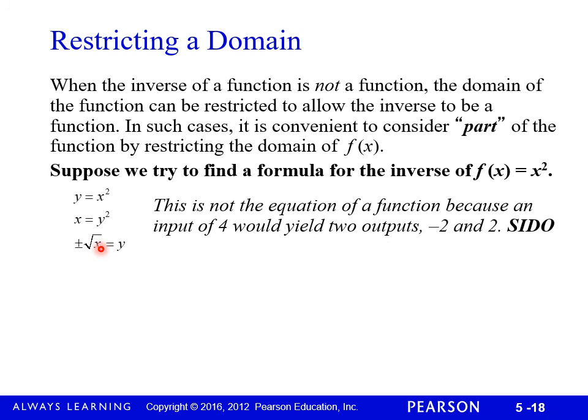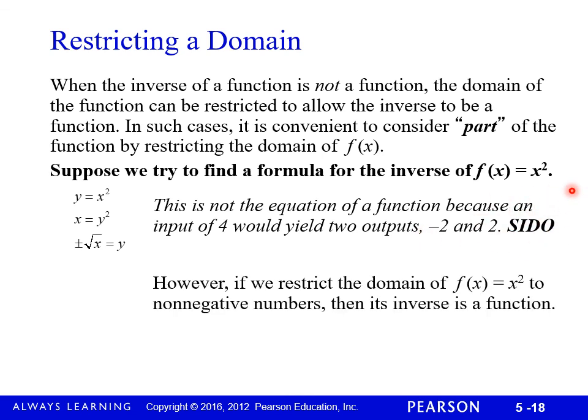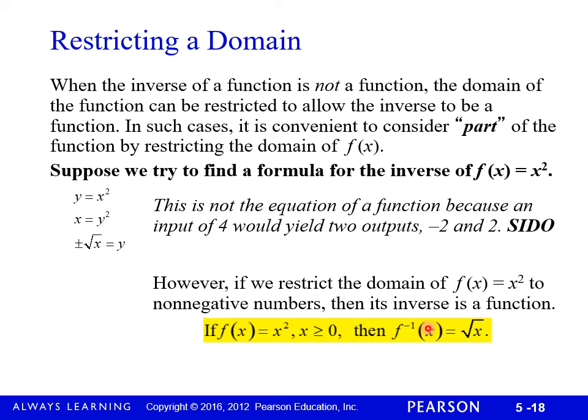What this means is this is not the equation of a function, because an input of 4 gives us plus or minus the square root of 4, which is plus or minus 2. Same input, 4, gives us different outputs, 2 and negative 2. This is not one-to-one. However, if we restrict the domain of the original function to non-negative numbers, 0 and positive only, then its inverse becomes a function.